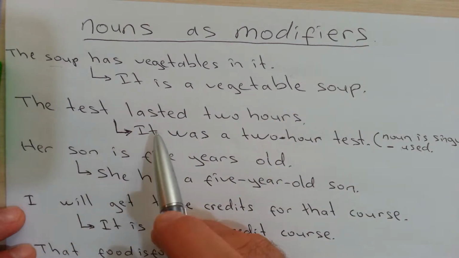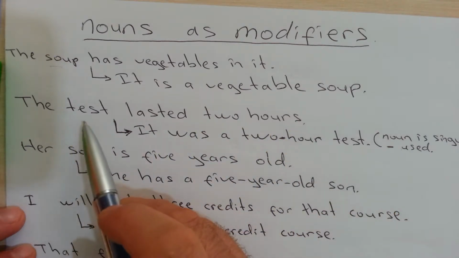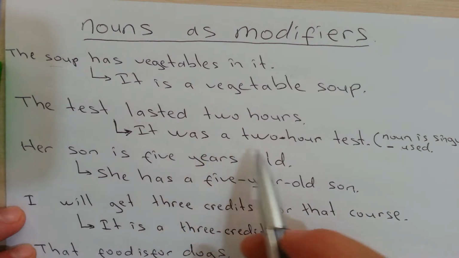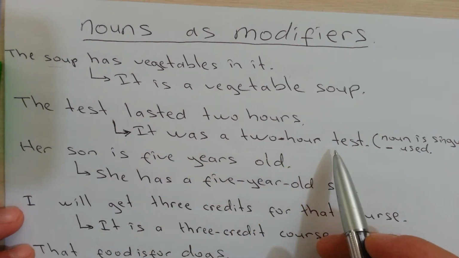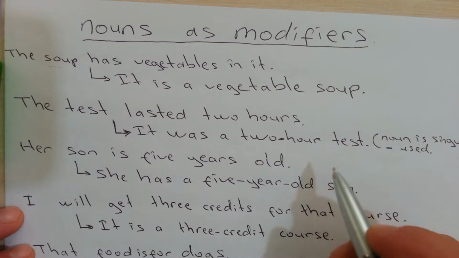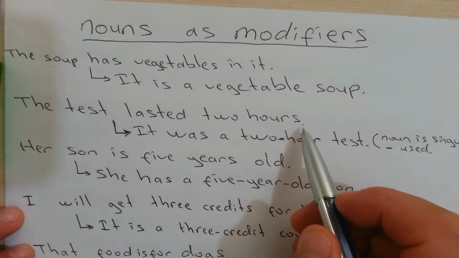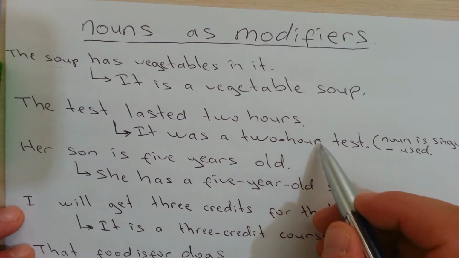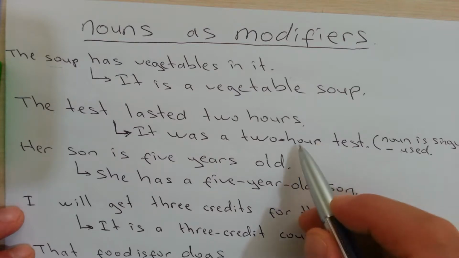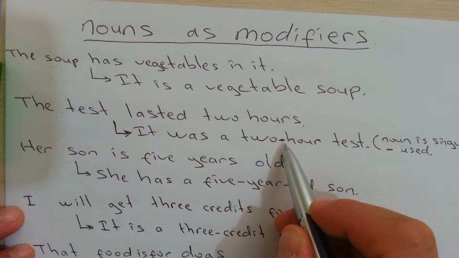The test lasted 2 hours. So what kind of test is that? It was a 2-hour test. So we have to be careful. First, here we say 2 hours, but when we use it as a modifier, we don't add the s. We just say 2-hour. Also, we add this mark between them.